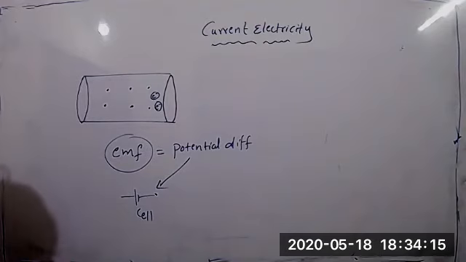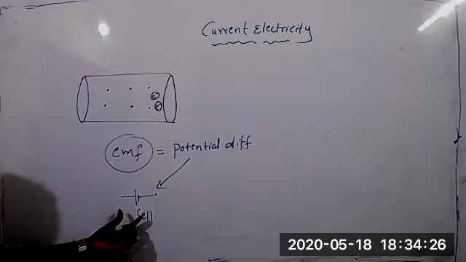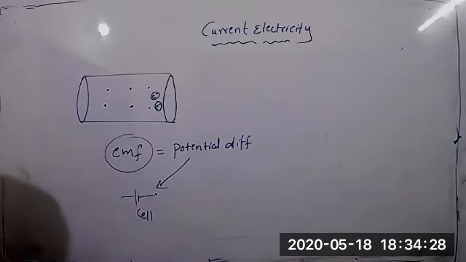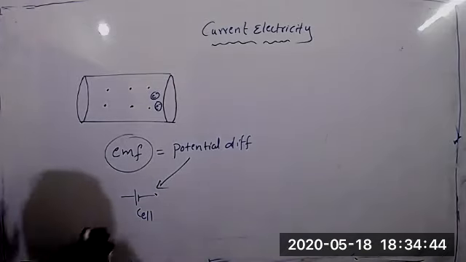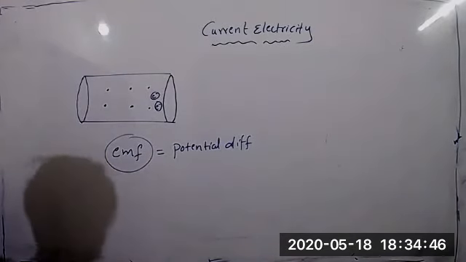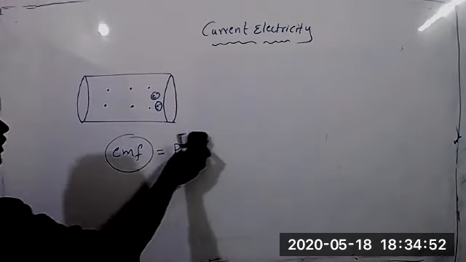Remember that, because you will hear about EMF and potential difference many times, you should not get confused. What is EMF and what is potential difference? If I don't connect, it is EMF. If I connect, it is potential difference. That's all. Did you understand the difference between EMF and potential difference? So when I write EMF, you should understand that I didn't connect it in the circuit. If I connect it in the circuit, it behaves as a potential difference.